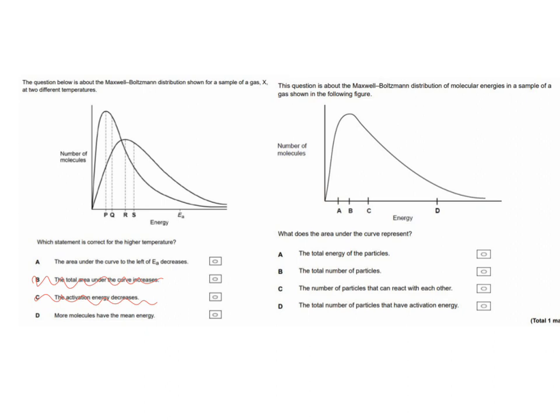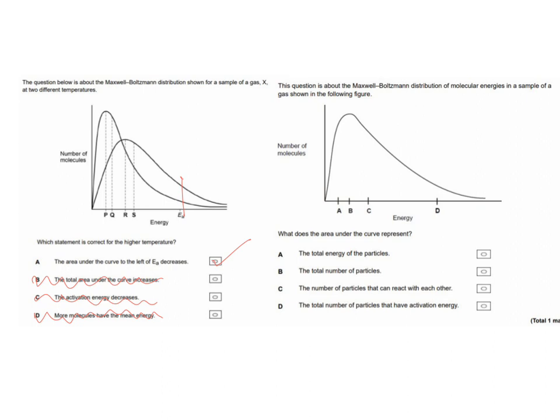So the area under the curve to the left of the activation energy, does that decrease? Well, if the total area under the curve is the same, and we definitely know that the area to the right has increased at the higher temperature, then yes, the area under the curve to the left has decreased. So that is the correct answer. More molecules don't have the mean energy. The mean energy has moved, in fact.